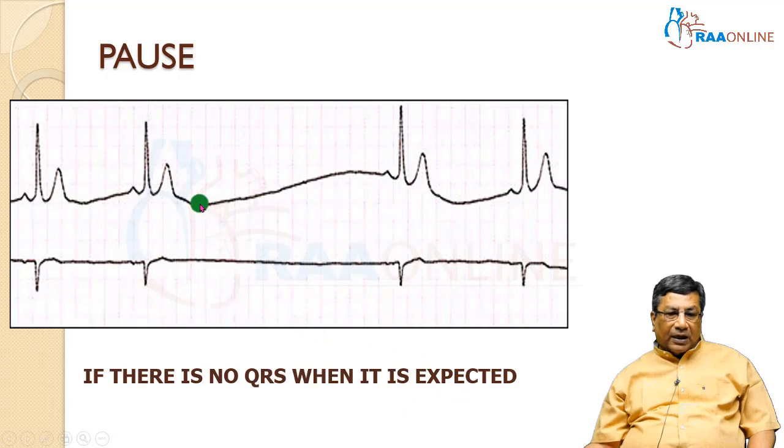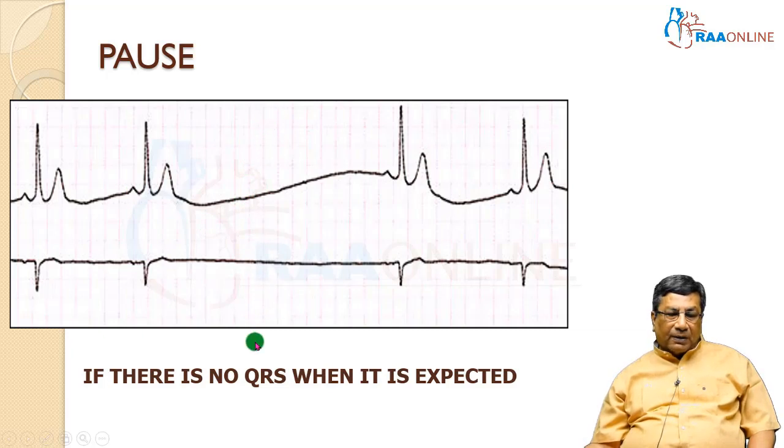Then we must understand about the pause. The pause is a period in which there is no QRS. So suddenly you find no QRS and there is a pause. The pause is a period in which the next QRS is supposed to come here, but the QRS has not come here. So that is a pause.